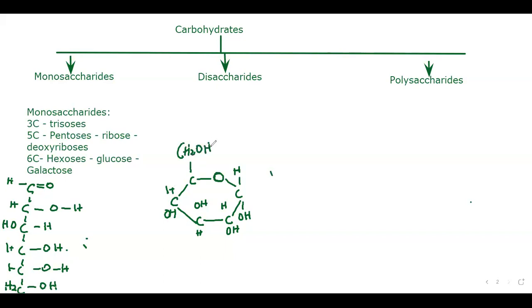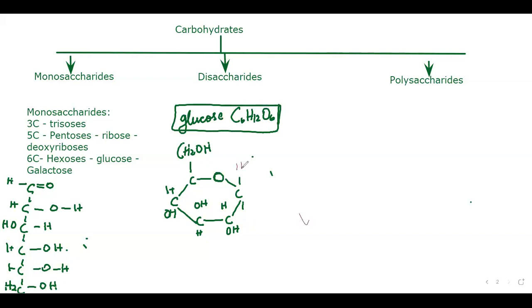This is the structure of glucose, and the formula for glucose that we have is C6H12O6. Now, in this structure of glucose, there is a slight possibility or a slight change that may take place. And what can the change be? The change that can happen is this.